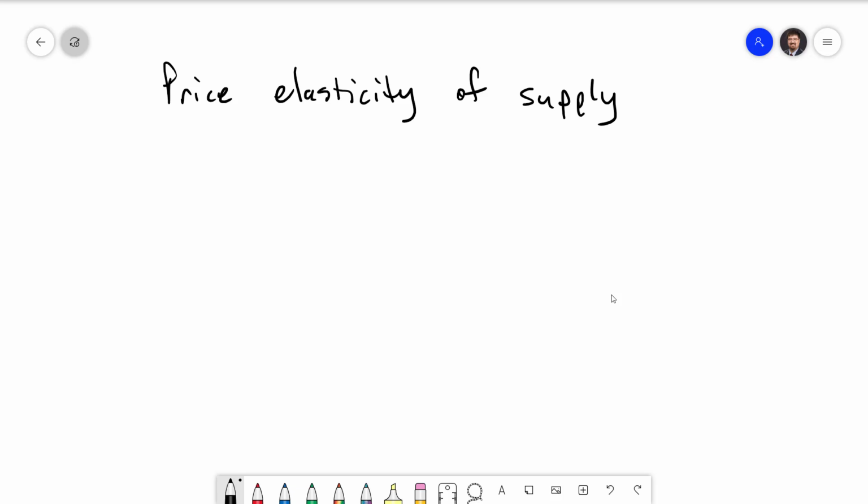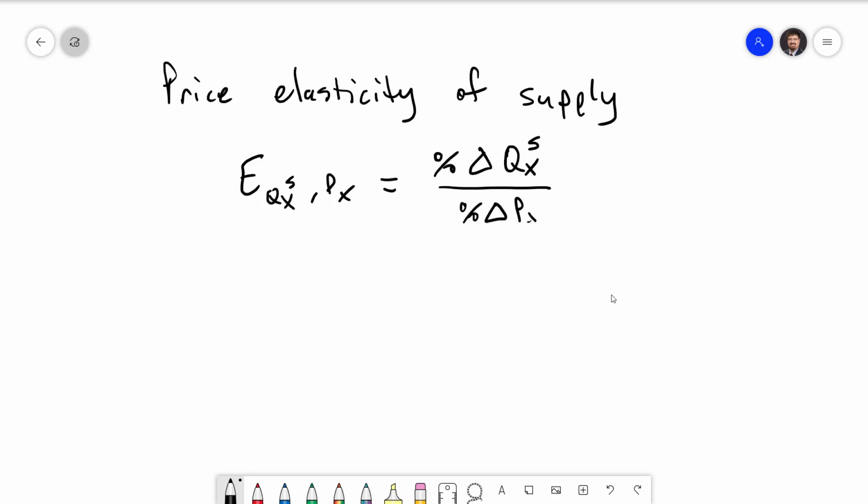In this video, we're going to talk about the price elasticity of supply. The price elasticity of supply is essentially the seller-side version of the price elasticity of demand. It's defined very similarly. We just have the percent change in the quantity supplied divided by the percent change in the price.